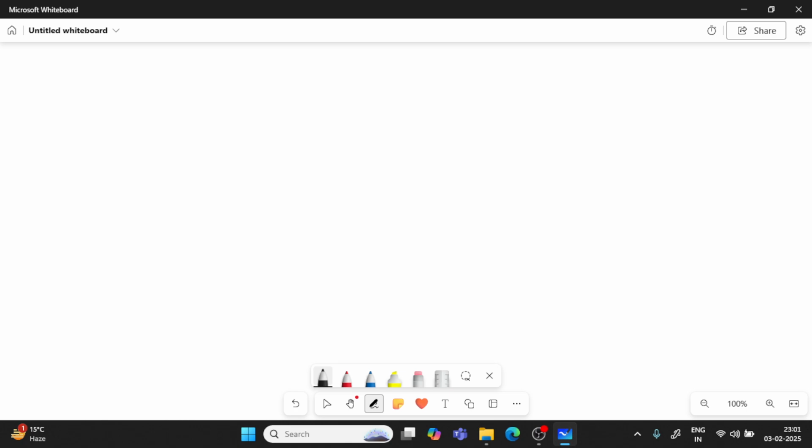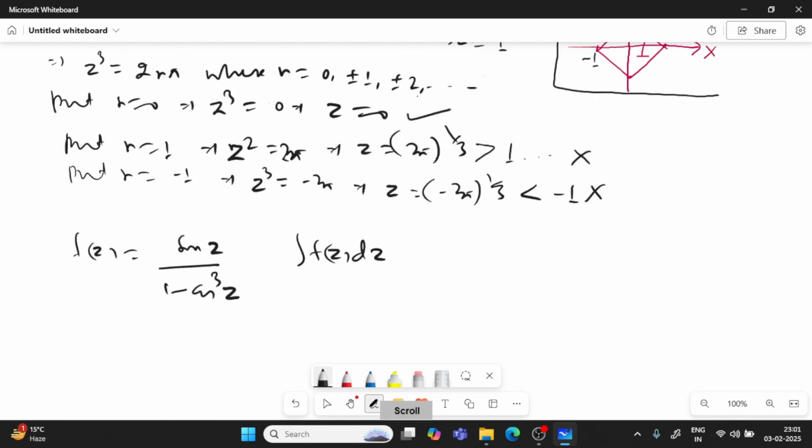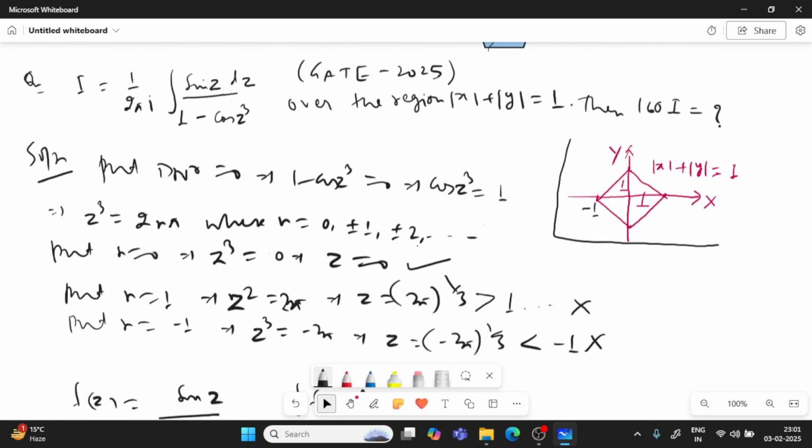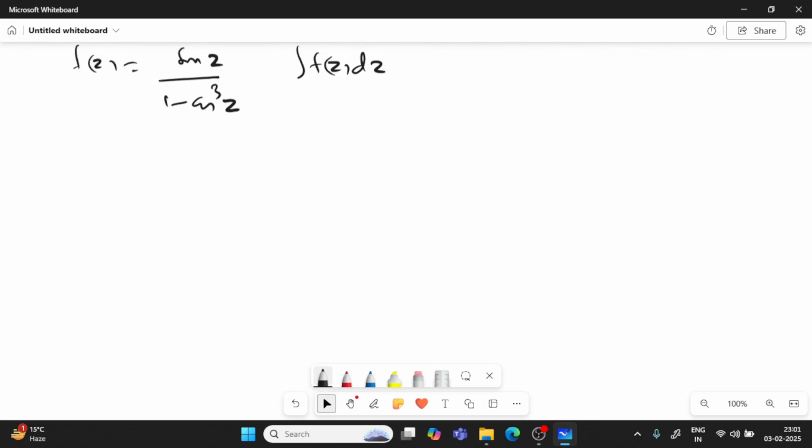Now we want to see what is the order of this pole. For that, we see f of z equals sin z upon 1 minus cos z cube. As the given integration is f of z dz, by comparing with the previous slide you can clearly see f of z is sin z upon 1 minus cos z cube. So now I am solving it.